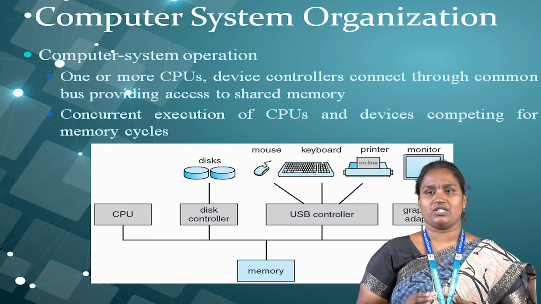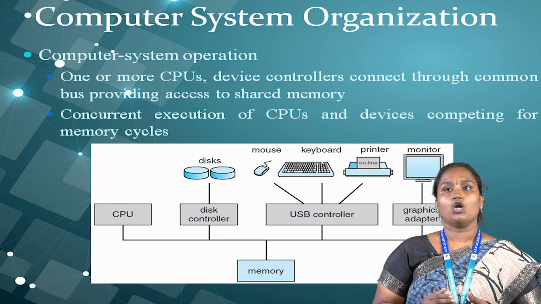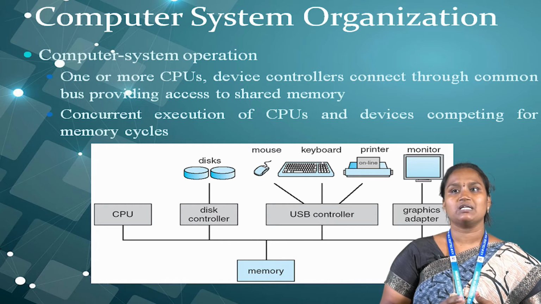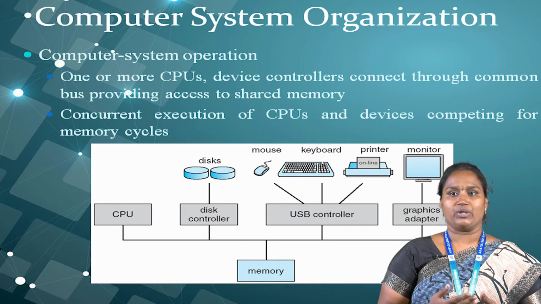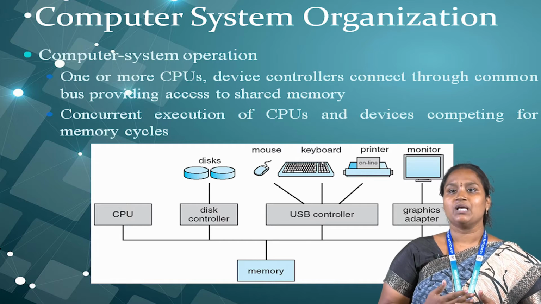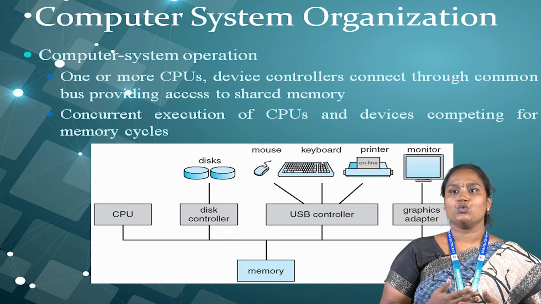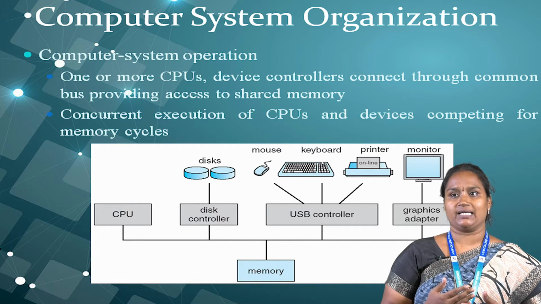Computer system organization. Computer system operations. One or more CPUs and device controllers connect through a common bus providing access to shared memory. CPU is the brain of the computer. The disk controller controls all the devices at work. Memory is of two types, RAM and ROM. Next, USB controller: the mouse, keyboard, printer. The graphics adapter means the monitor.